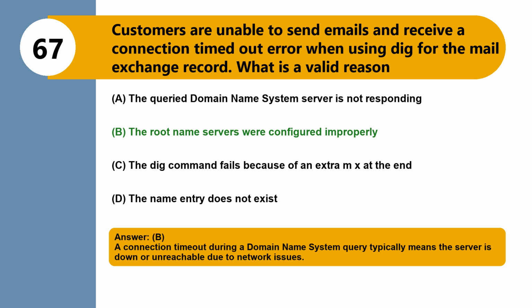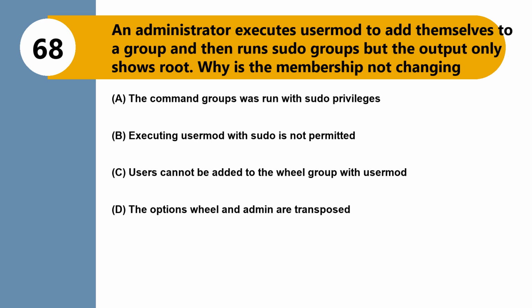A connection timeout during a domain name system query typically means the server is down or unreachable due to network issues. Question 68. An administrator executes usermod to add themselves to a group and then runs pseudogroups, but the output only shows root. Why is the membership not changing?